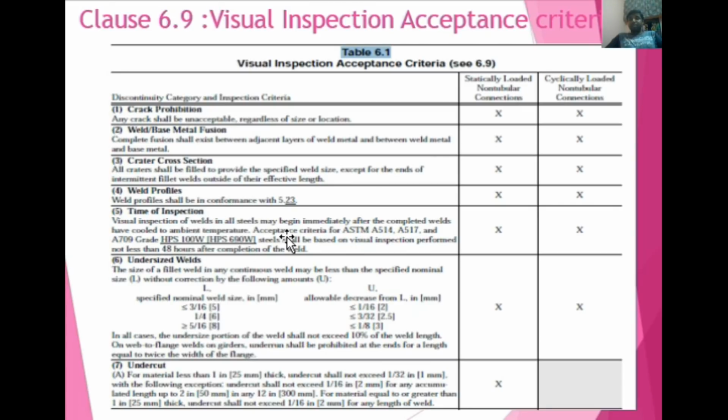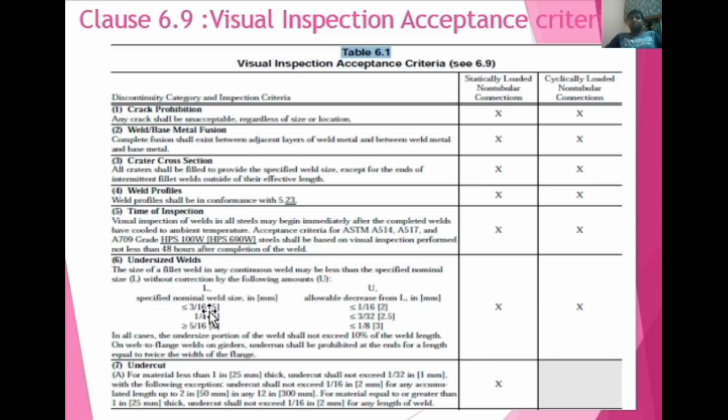Time of inspection: visual inspection shall be done after the weld is completed. After joining, the welding is completed, you have to cool it to ambient temperature. Then you can go for visual inspection. Acceptance of welds shall be based on visual inspection performed not less than 48 hours after completion. So you have to perform it after 48 hours, and then check for visual inspection as per AWS D1.1.